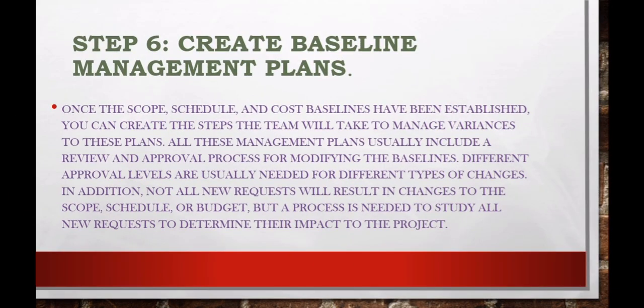Step 6. Creating the baseline management plan. Once the scope, schedule, and cost baselines have been established, you can create a plan that the team will use to manage variance to the plan. The management plan usually includes a review and approval process for modifying the baseline. Different approval levels are usually needed for different types of changes. In addition, not all new requirements will result in changes to the scope, schedule, or budget, but a process is needed to study new requirements and determine the impact on the project.